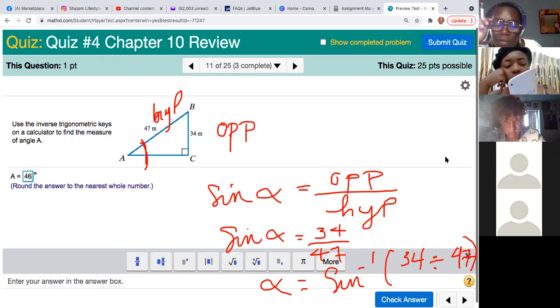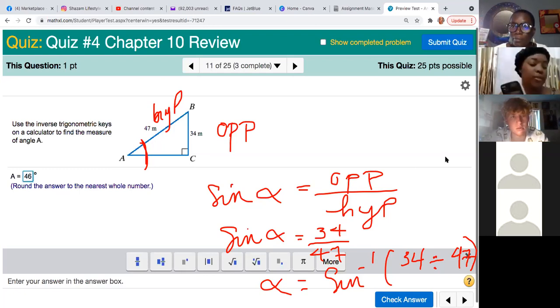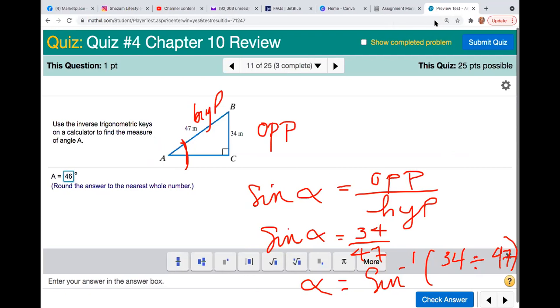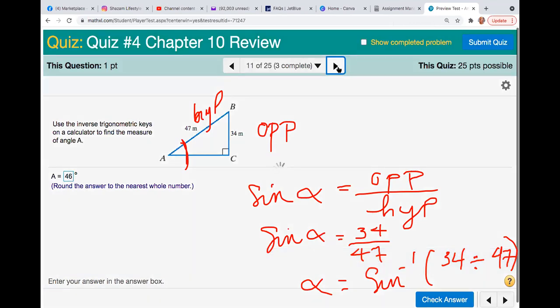I got 41.81. Okay, and you have to round it to the nearest whole number, so it'd be 42. Right. Okay. And I got 35.82, so it'd be 36. All right. Thank you.